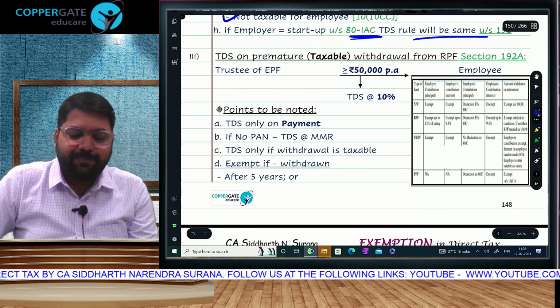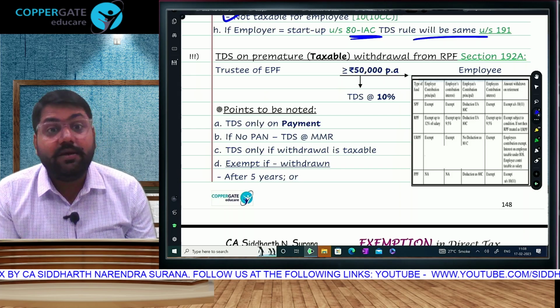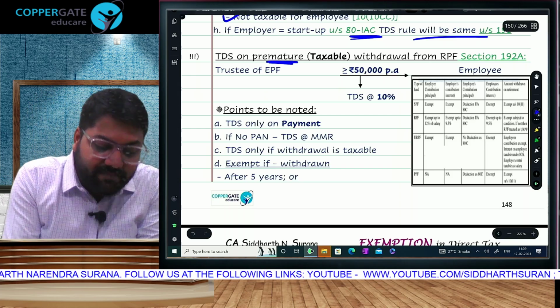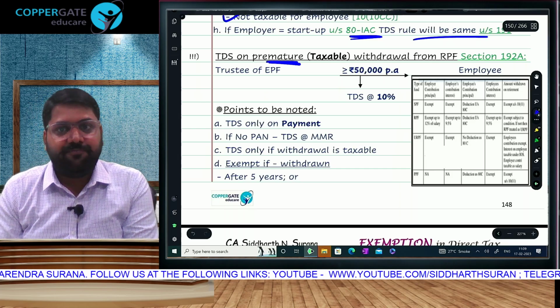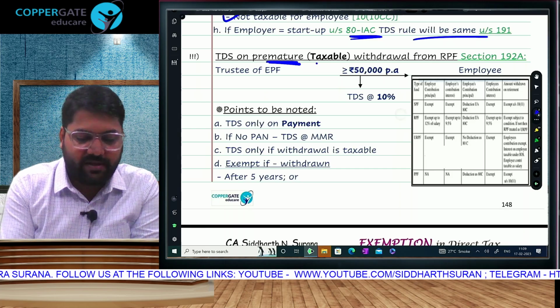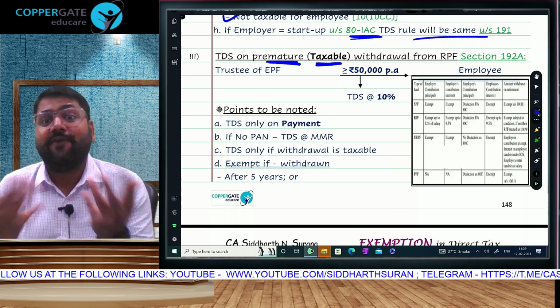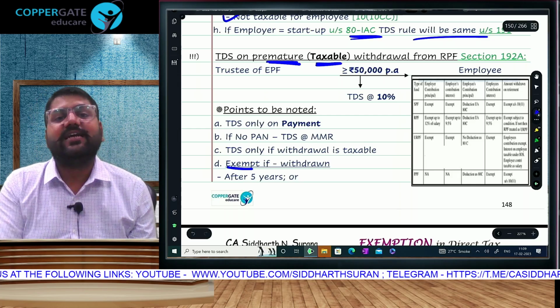Next, RPF. RPF से withdrawal normally is exempt. If you have completed 5 years, it is exempt. But if you have done premature withdrawal from RPF, premature you withdrawn your money from RPF, so that is taxable. If you withdraw before 5 years, so it is taxable. If you withdraw after 5 years, so it is going to be exempt. If it is exempt, no TDS.